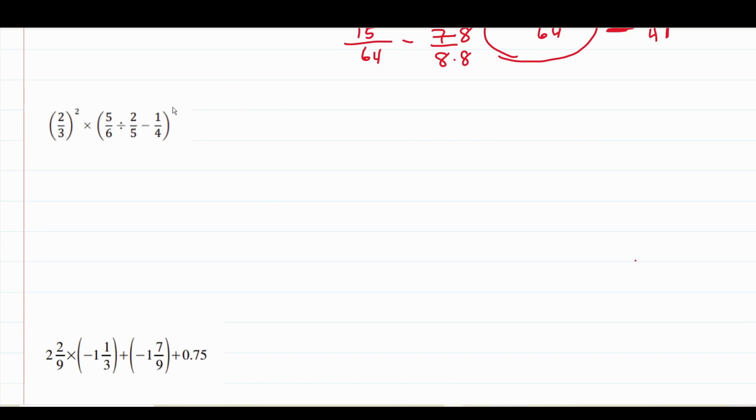All right, so this next one says 2/3 squared times parentheses 5/6 divided by 2/5 minus 1/4. So if it's helpful, you can put your order of operations here. And of course, we're going to work on what's in parentheses first. And we do have a set of parentheses in this problem. It's right here.